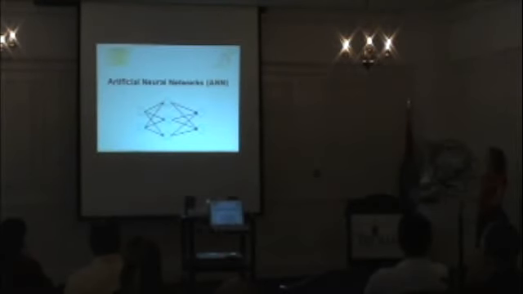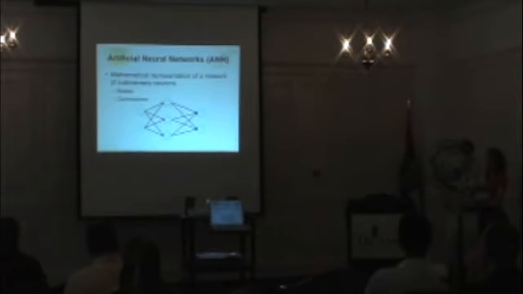So the approach we wanted to take was an artificial neural network. An artificial neural network, pictured here, is a mathematical representation of a network of rudimentary neurons. You have nodes here and connections here. Each of the connections has a weight, and each of the nodes has an activation value.